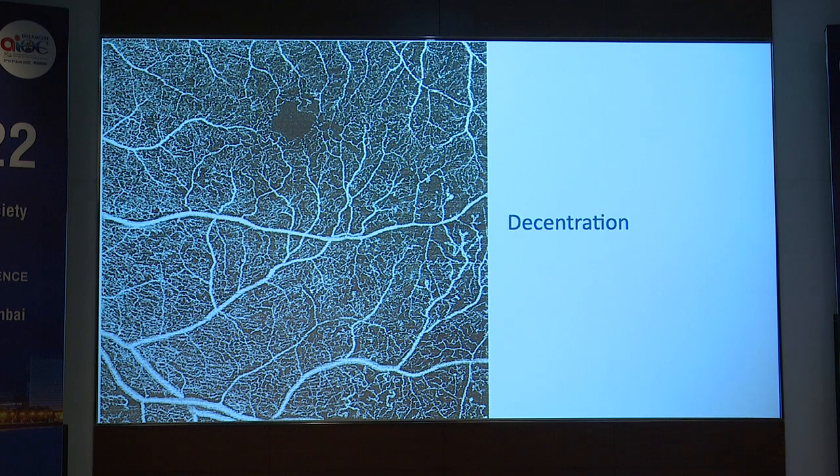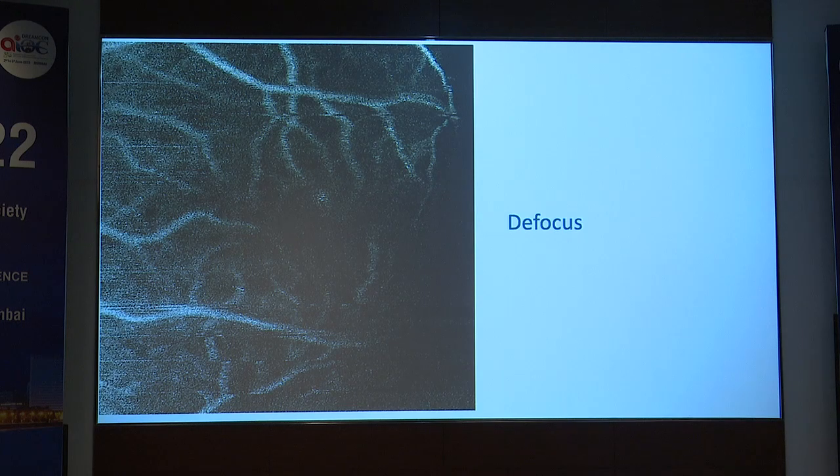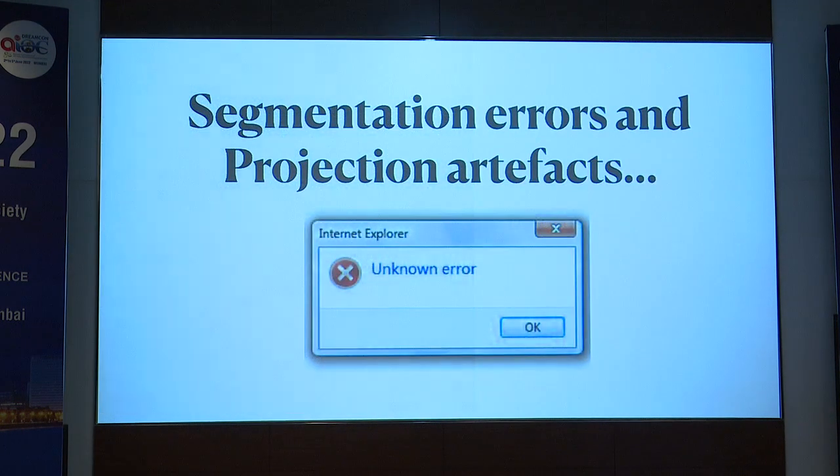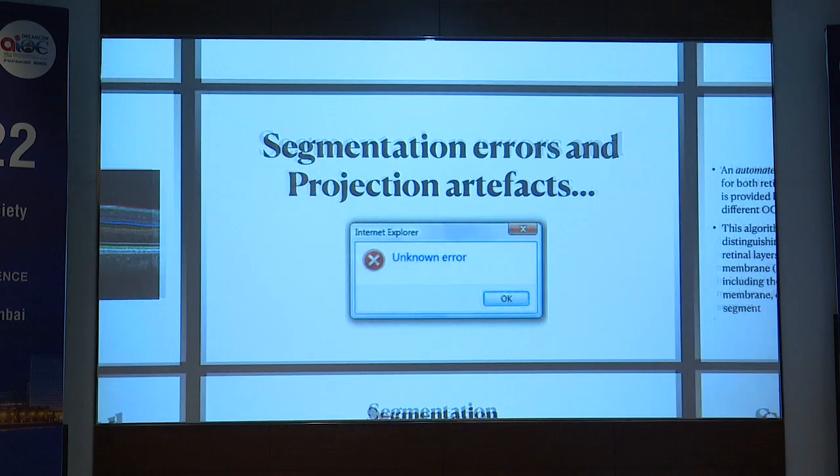And if you try to use these images for measurements, they will all be incorrect. So decentration or a defocus. It's not focused properly. Again, you will not get a proper image. So besides these, there are two common artifacts which are seen with OCTA, the segmentation errors and the projection artifacts.